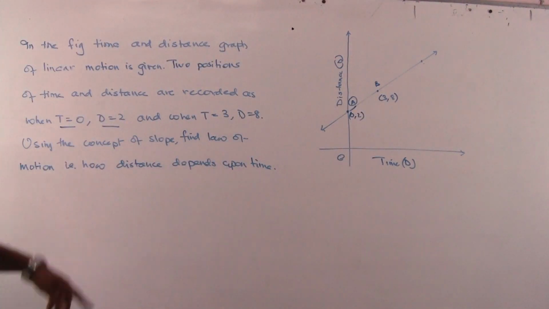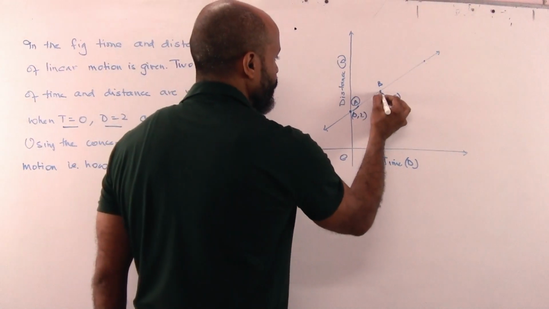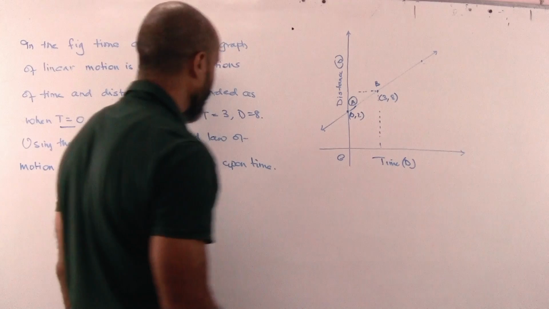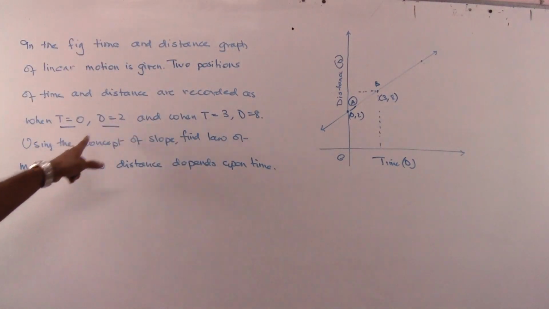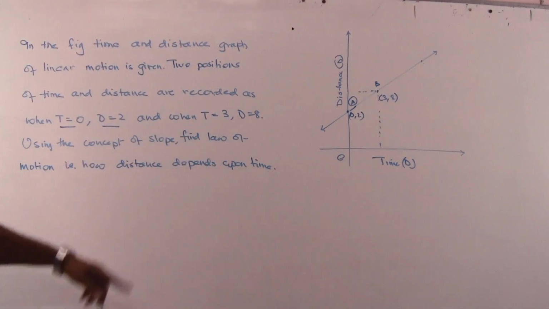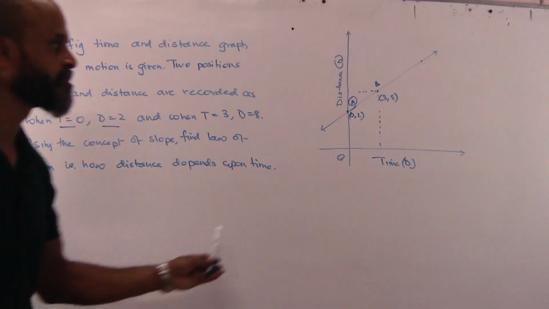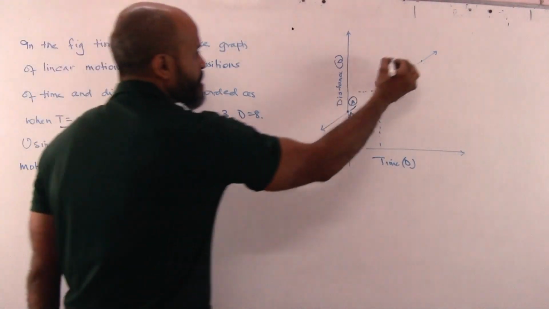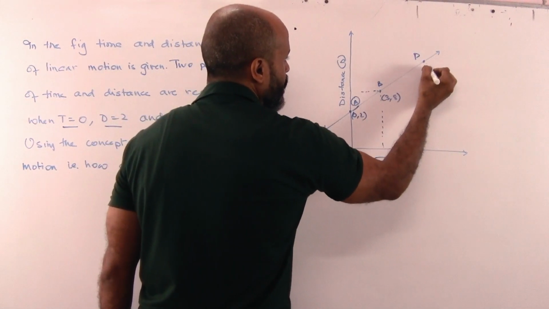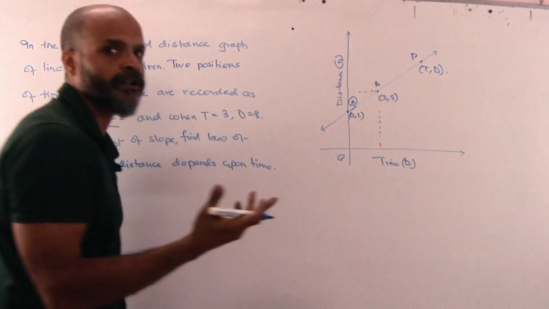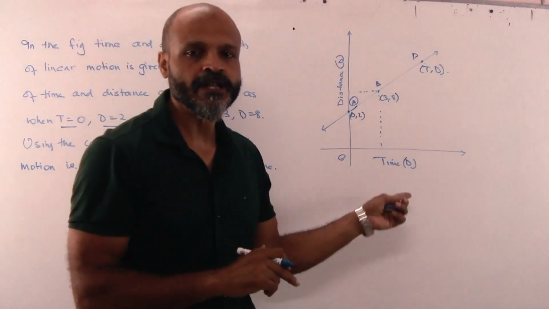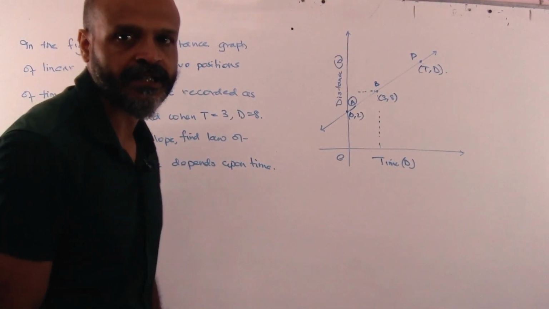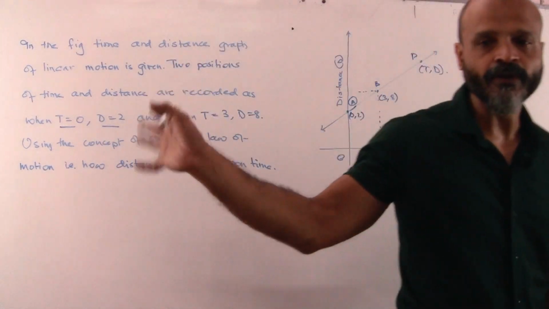and when t is equal to 3, d is equal to 8. So that's how it is represented. Okay. Using the concept of slope, find the law of motion, that is how distance depends upon time in this case. So what we will do is we will take an arbitrary point, let us say P, and mark its coordinates as T and D. The relationship that we will calculate using the slope concept between T and D will actually be the required condition that is required to be found out in the problem.